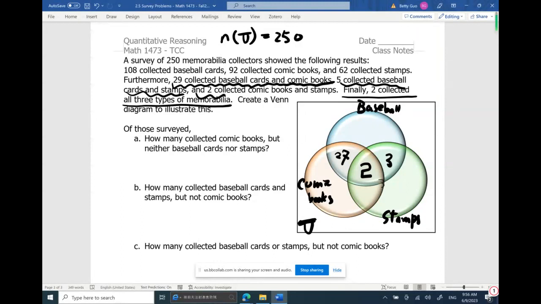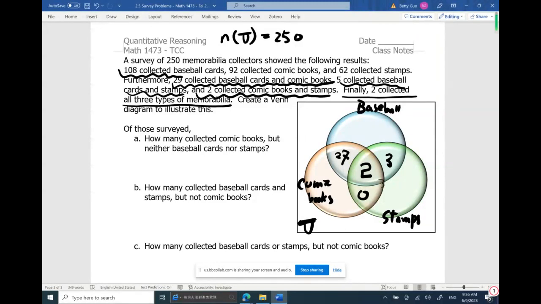Continue. 2 of them collected comic books and stamps. So that means we have 0 here, because 2 of them collected all the 3. Yeah, we have 0 collectors who collect only comic books and stamps. So that's what we have so far. And then go backwards to the first set of information.